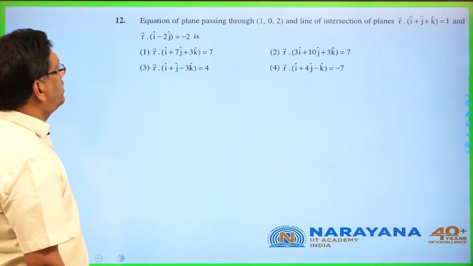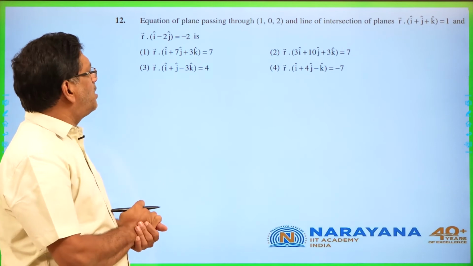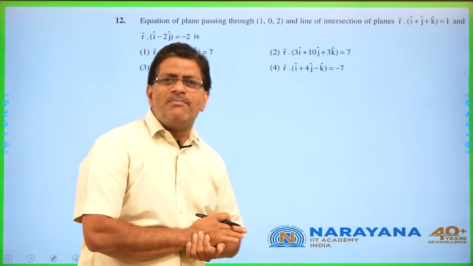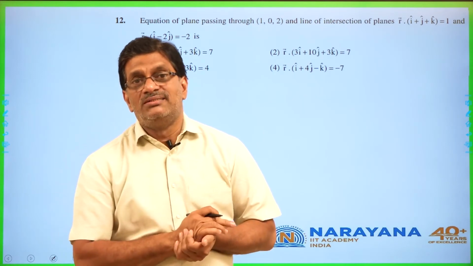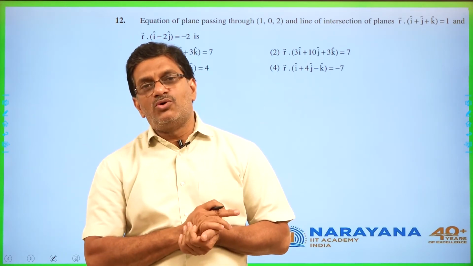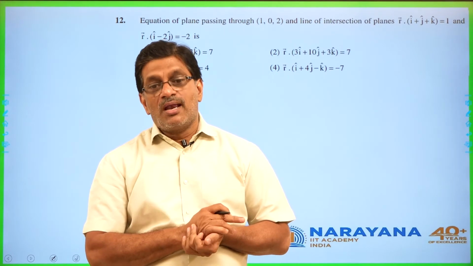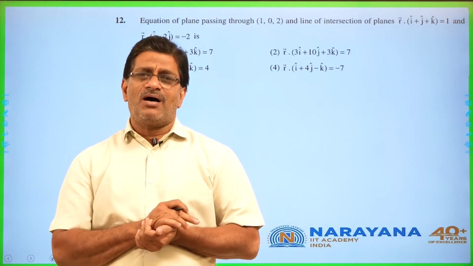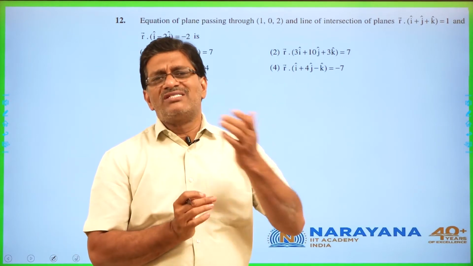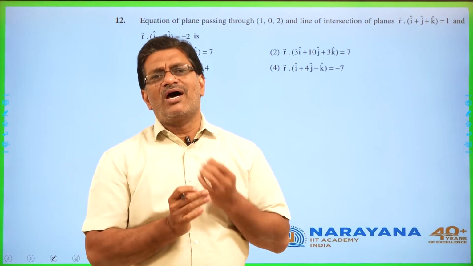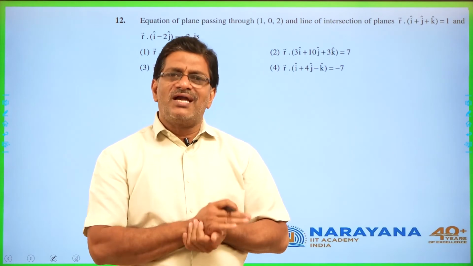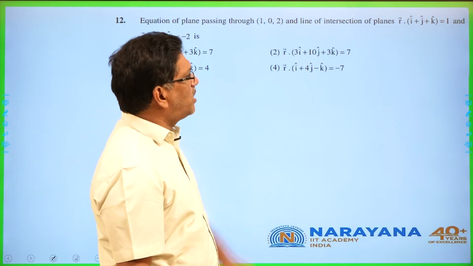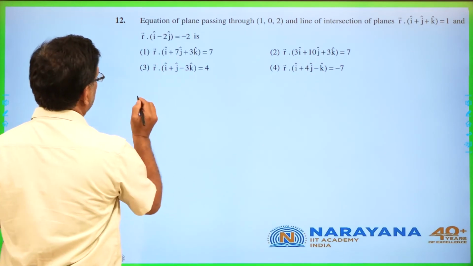Question number 13. A good problem from the planes. Plane passing through this one. Same as your lines. We have learned when L1 equals 0, L2 equals 0 are two lines, a line passing through the intersection of these two is L1 plus lambda L2 equal to 0. If he has given some other conditions, then to find that lambda, we use those boundary conditions. In the same manner, here this is one plane, this is another plane.